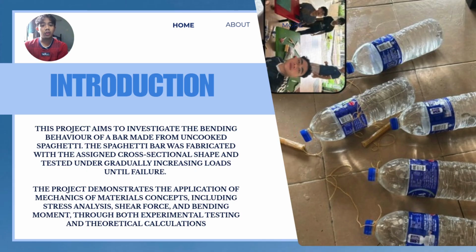So first, I would like to introduce our project. So this project aims to investigate the bending behavior of a bar made from uncooked spaghetti. So the spaghetti bar was fabricated with a specific cross-sectional shape and tested by applying gradually increasing loads until its failure. So the purpose of this experiment is to understand how a material behaves when subjected to bending behavior.